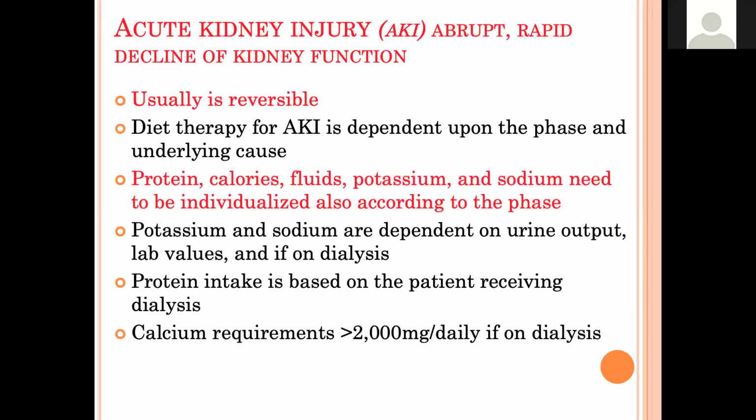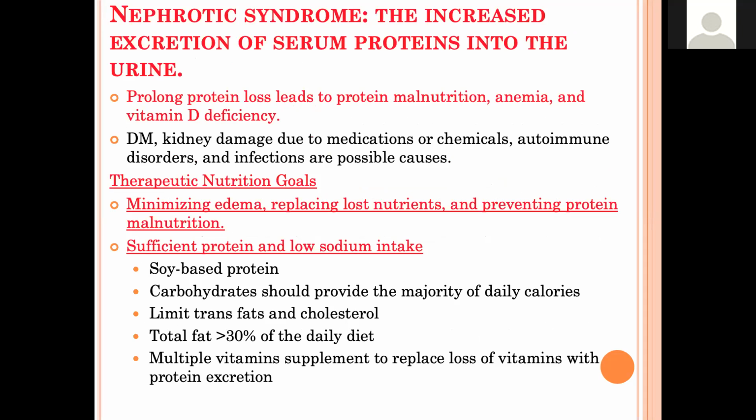Acute kidney injury is usually reversible kidney function loss, right? The diet depends upon the phase and the cause, right? Protein, calories, fluids, potassium, and sodium are going to be tailored to the problem that the patient has. Potassium and sodium are dependent on urine output, lab values, and whether or not they're on dialysis. Protein intake is based on the patient getting dialysis. Calcium requirements are greater than 2 grams a day if they're on dialysis.